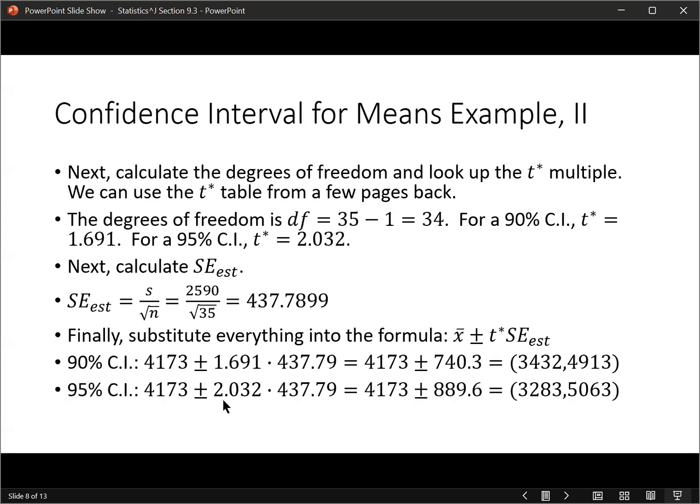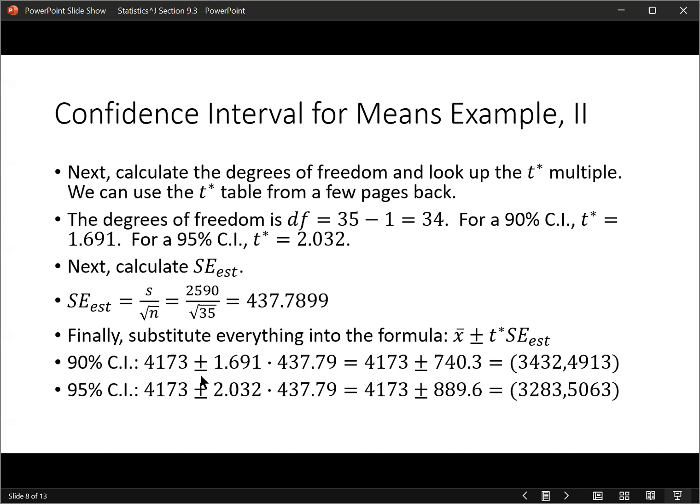So you want to take the sample mean, start with that, and then you're going to add and subtract the T star value you looked up times the standard error estimate value that you got. So we're going to have 4173 plus or minus 1.691 for the 90% confidence interval. That's the T star for 90%, times the standard error estimate value, which is right there. And then you just do the math. Okay, and then for the 95%, exact same thing, except we're using the 2.032 instead of the 1.691. All right, and that's how you calculate a confidence interval.